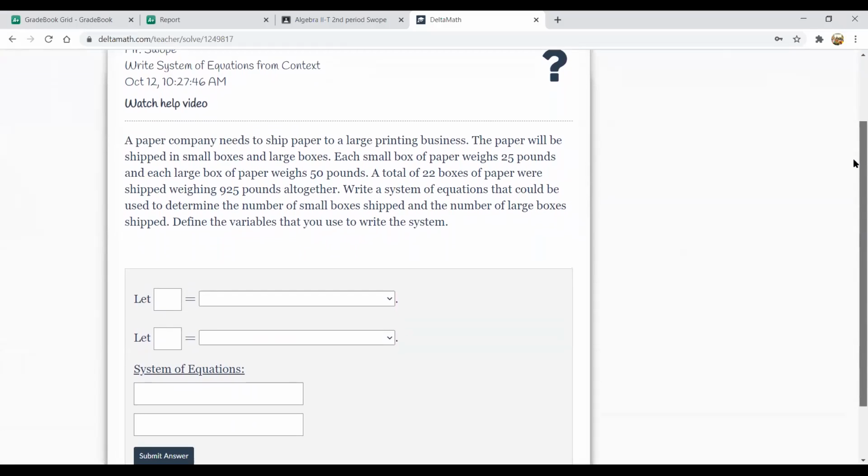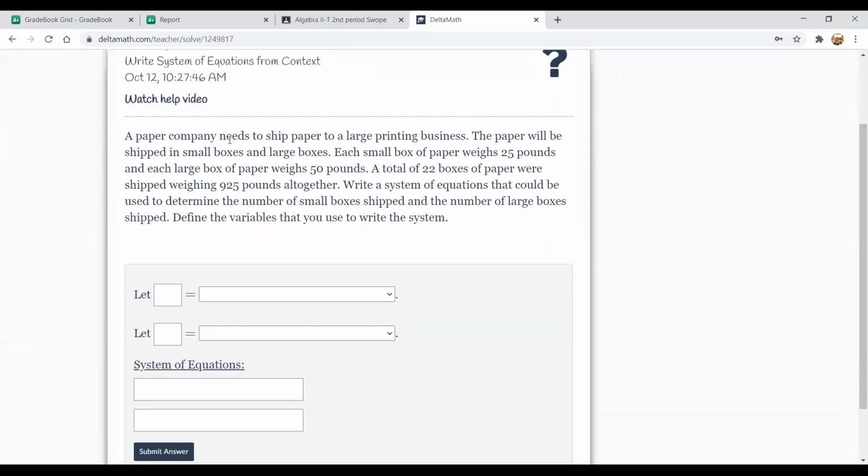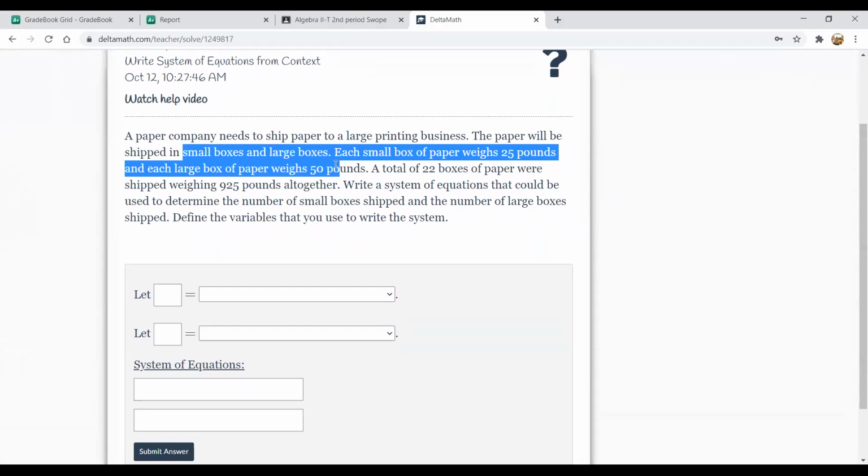This one says a paper company needs to ship paper to a large printing business. The paper will be shipped in small boxes and large boxes. So those are the 2 things we're looking at.